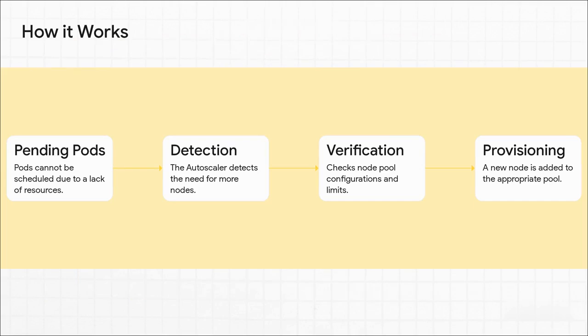So picture this. Kubernetes tries to place a pod, but there's no room at the inn. That pod gets stuck in a pending state. The cluster autoscaler sees this little cry for help and wakes up. It double-checks your node pool rules to make sure it's allowed to add a new node, and if the coast is clear, poof, a brand new identical node joins the pool. Problem solved, and you didn't have to lift a finger.